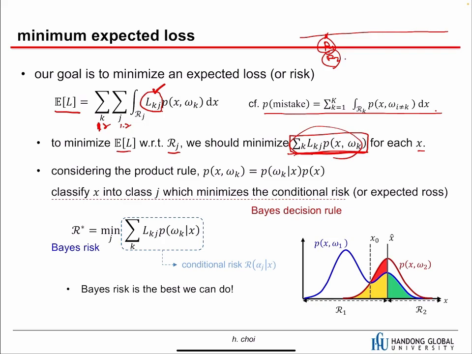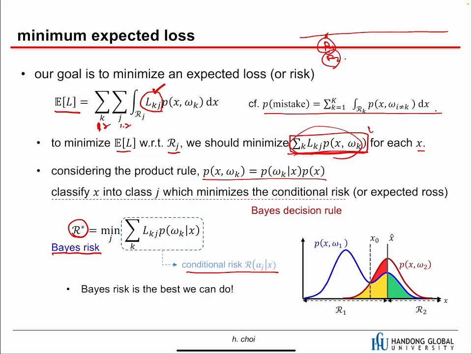And considering the product rule and classifying x into class j, which minimizes the conditional risk, as we did here. If we do that, then this one is the Bayes risk. So this one is the minimum risk that we can achieve, okay? And this one is the conditional risk.